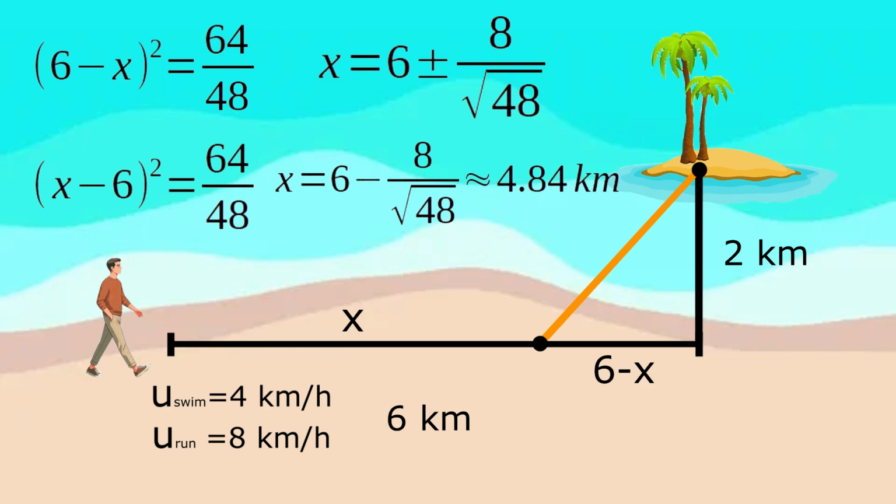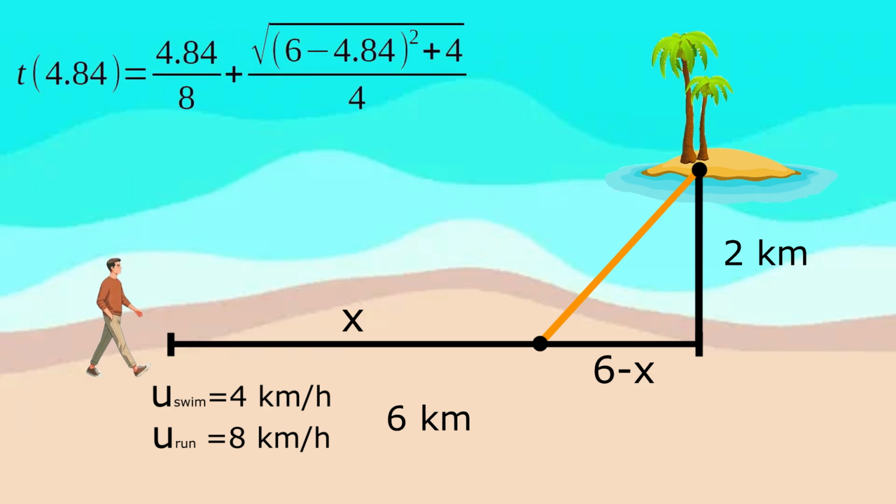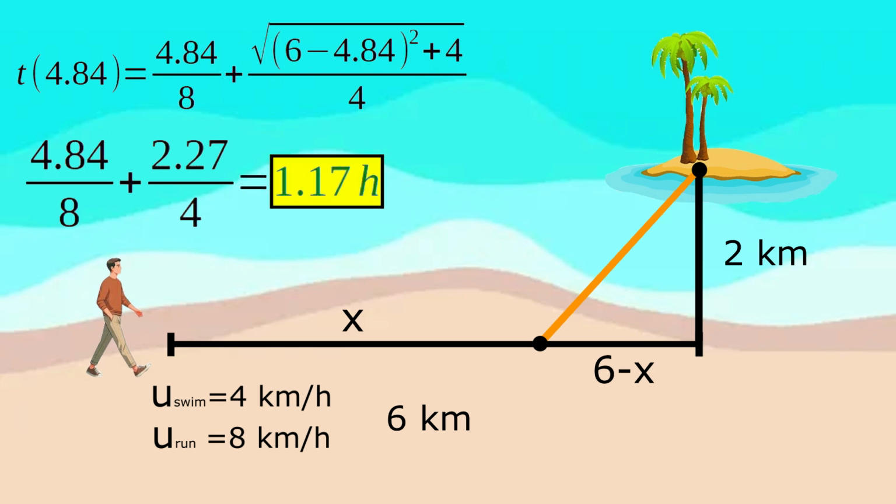So we plug this value into our initial equation, and it becomes 4.84 over 8 plus the square root of (6 minus 4.84) squared plus 4, over 4, which simplifies to 4.84 over 8 plus 2.27 over 4, which is 1.17 hours. So when the man runs 4.84 kilometers and then starts swimming, he'll take 1.17 hours to get to the island. So let's verify that this is the minimum time.